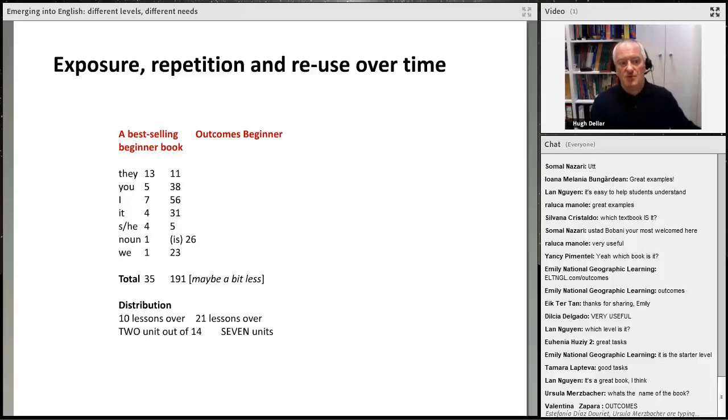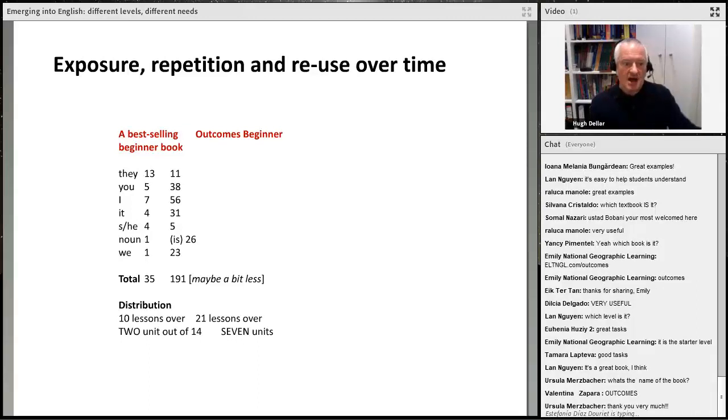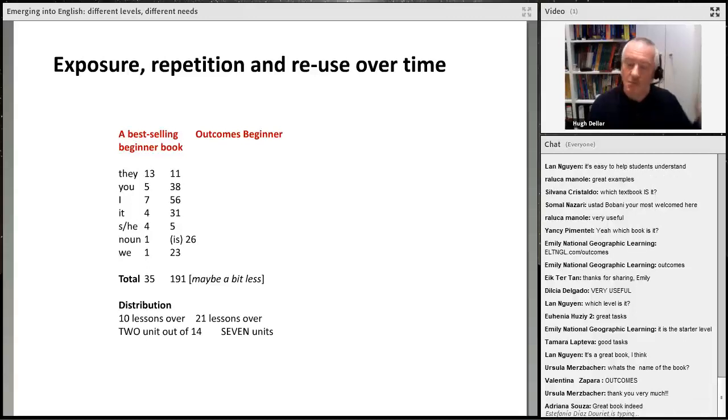It with the present continuous 4 times against 31 times. She, he 4 times against 5. Noun with the present continuous, they've only got it once in the best-selling beginners level book. We've got it 26 times because we have things like the traffic is getting worse. Yeah, the climate is getting worse. Unemployment is getting worse. So we have those kinds of examples.